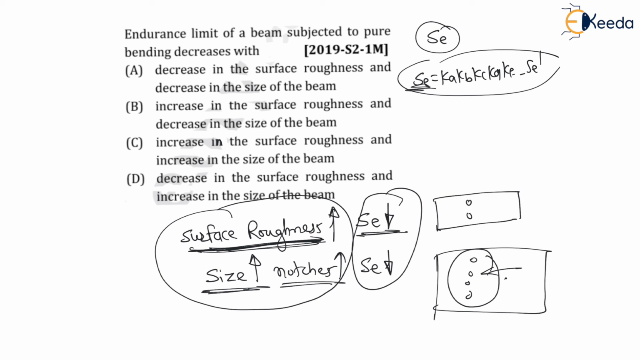Therefore here it is mentioned that the endurance limit of beam subjected to pure bending decreases with increase in surface roughness as well as increase in size. Therefore for this question we can say option C is the correct choice, right? That is, increase in surface roughness and increase in size of the beam decreases the strength of component.